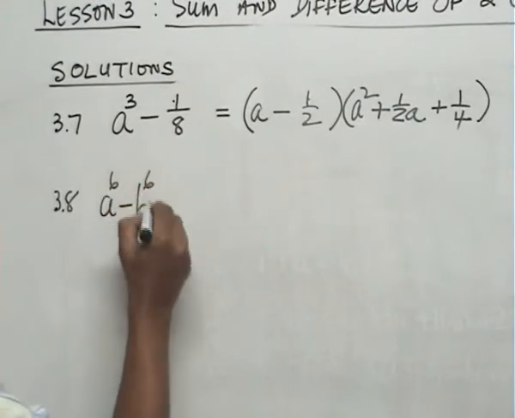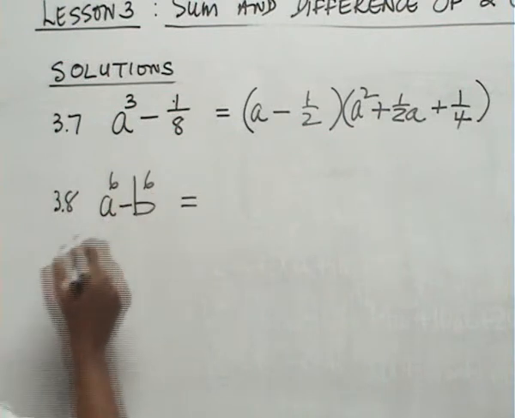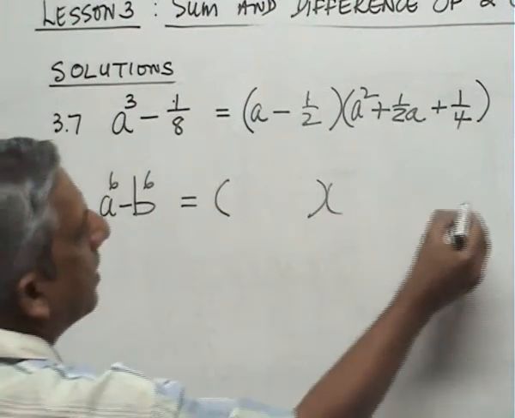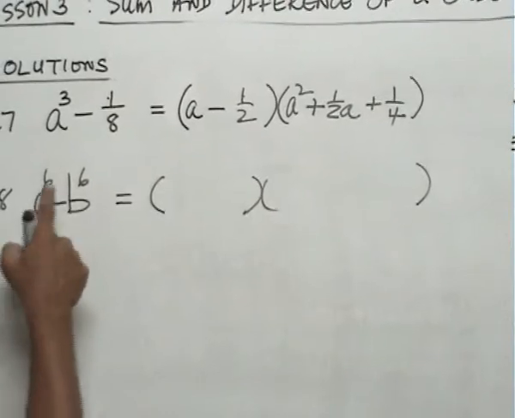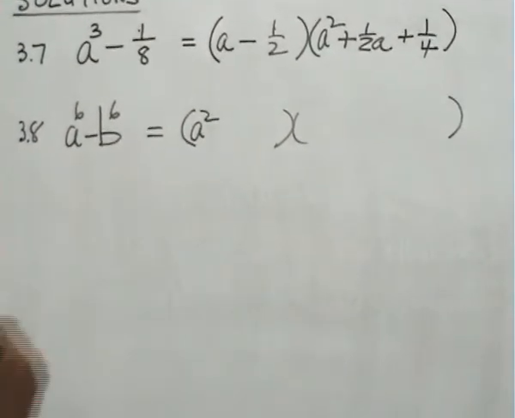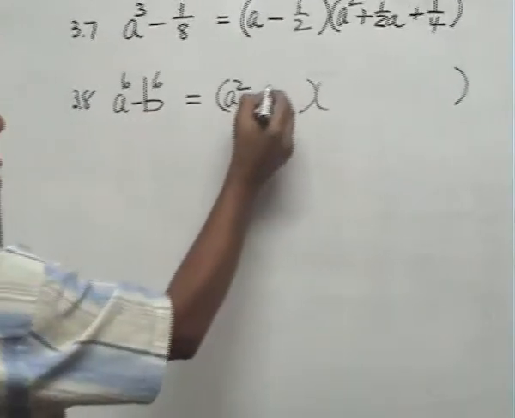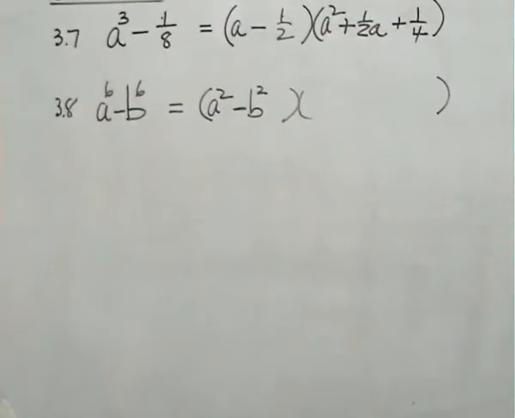A to the 6 minus b to the 6. Right. One small bracket, one big bracket. So, cube root of a to the 6, divide the index by 3. You're left with a squared, minus cube root of b to the 6, b squared. Because divide the index by 3.